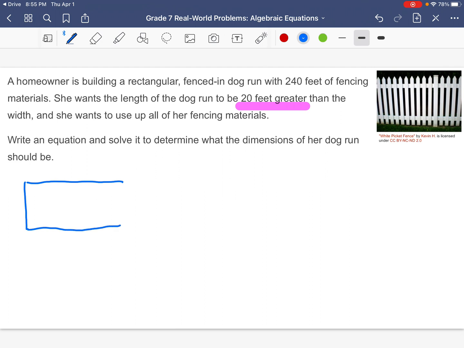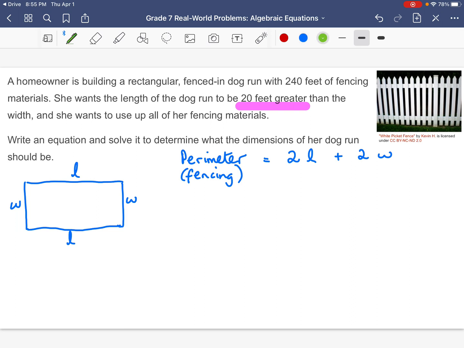It's a rectangular dog run, so I'm going to draw a rectangle. And this is the width, and these are the two lengths. And she's going to fence it in, so the fencing is going to go all around the outside edge of the dog run, and all around the outside edge of any shape is the perimeter. So here in this case that's the fencing. So the fencing is going to go around the perimeter, and we calculate perimeter by adding both of the lengths and both of the widths.